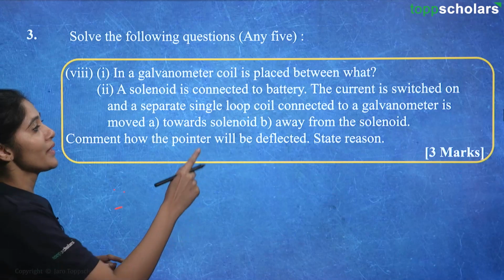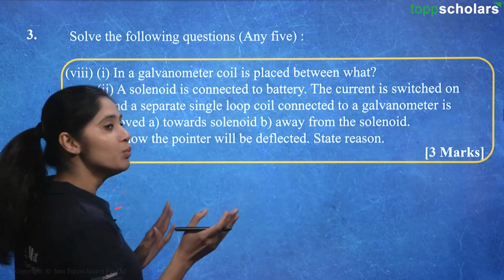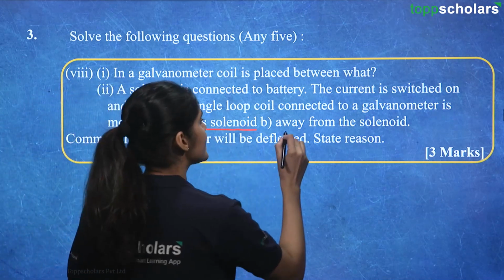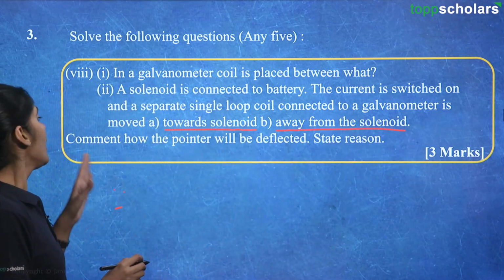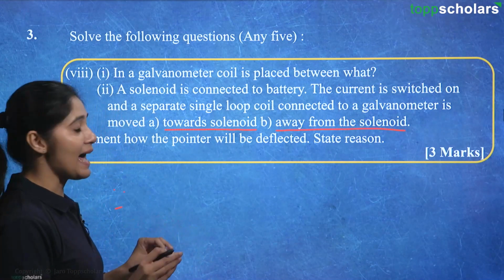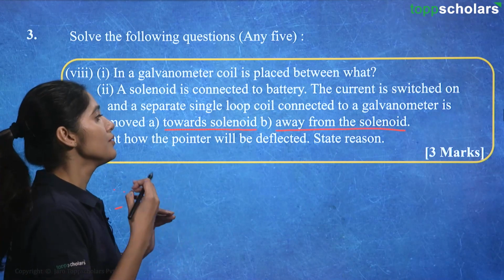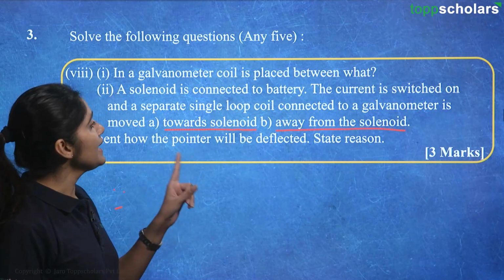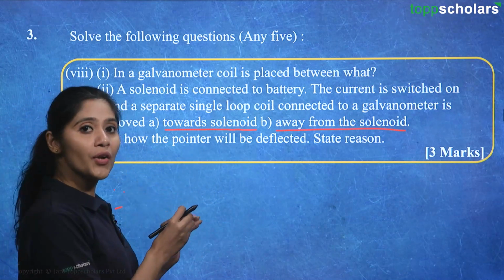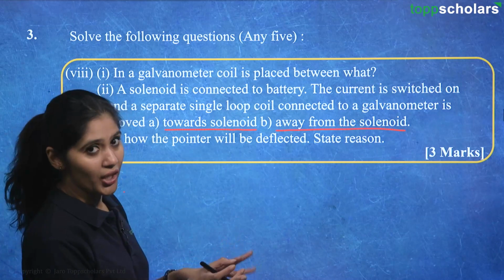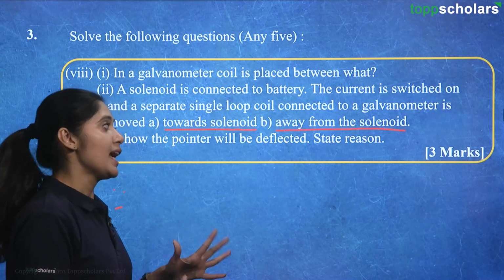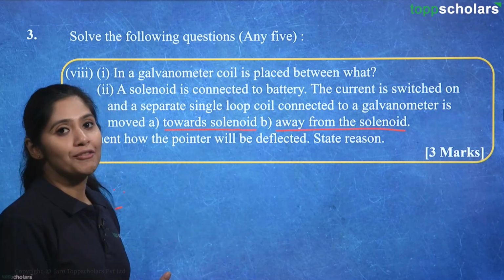single loop coil connected to a galvanometer is moved in the first scenario towards the solenoid and in the second scenario away from the solenoid. Comment how the pointer will deflect. So the galvanometer has a pointer in it and we will connect it with a single loop coil, and then we will bring it closer to the solenoid and then take it away from the solenoid. What will happen to the pointer? Will it be deflected and in what way? So you have to state a reason.